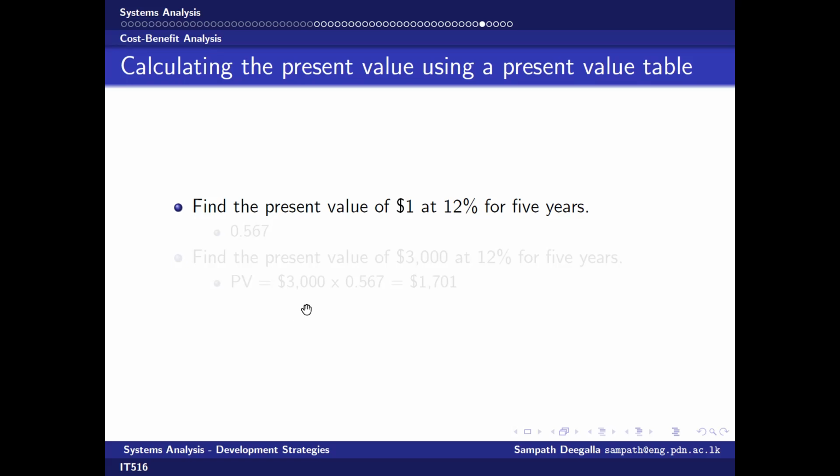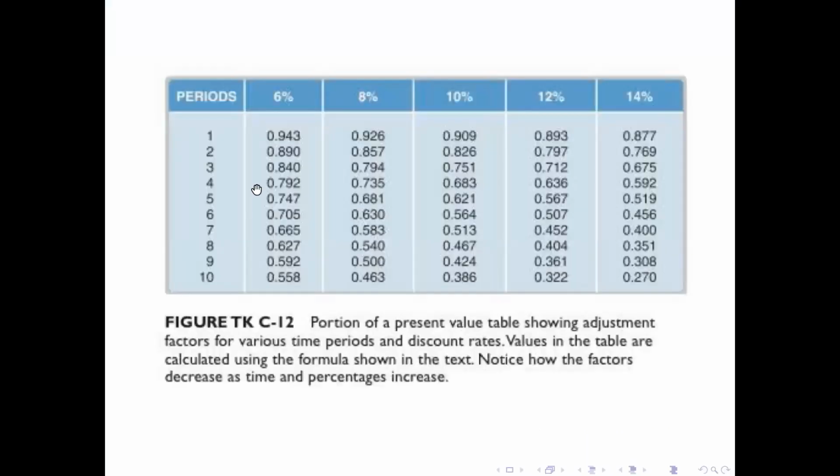Right? So now you go back to the table. So we have 5 years, that is the period. The value is 12%. From here, we'll get 0.567, right? So that is the net present value for $1 for 5 years with 12%.